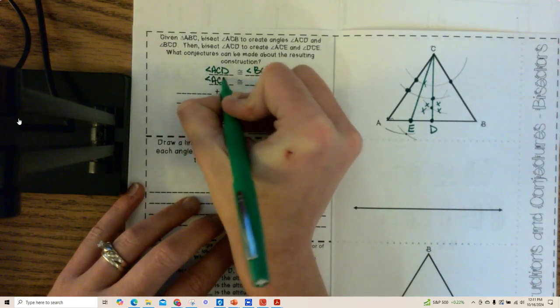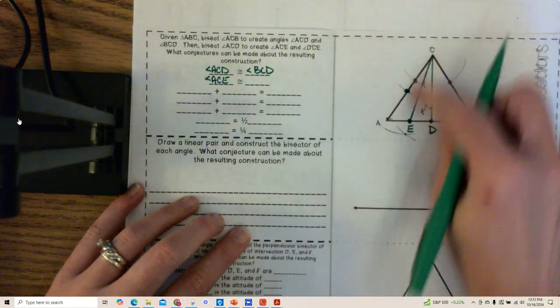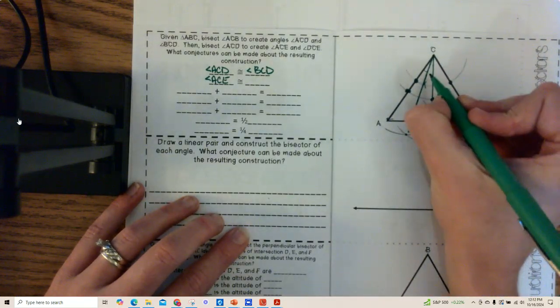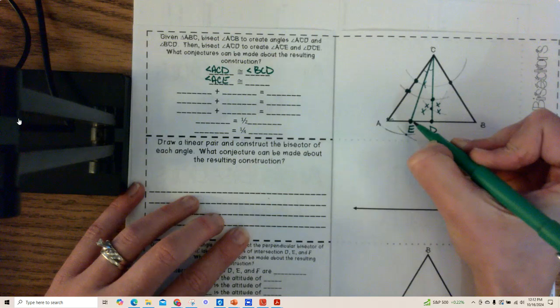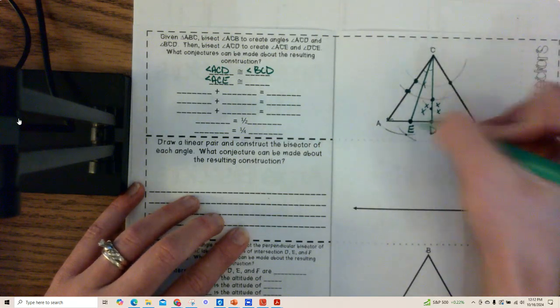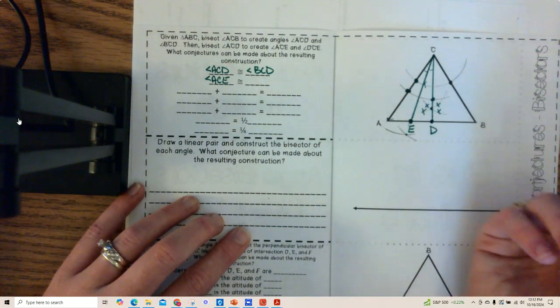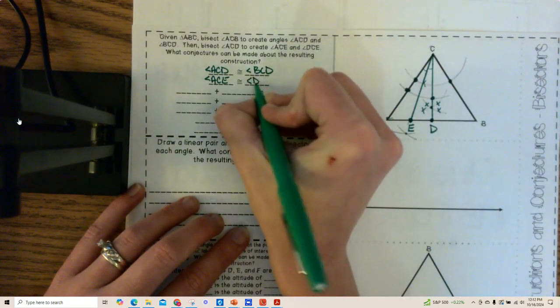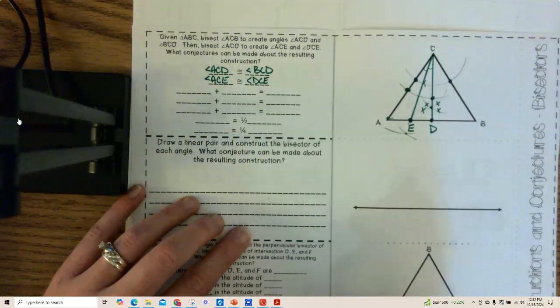So angle ACE, so that's this little piece right here, is going to be congruent to that other little half piece, DCE. ECD, it's the same as long as the vertex is in the center. Angle DCE.